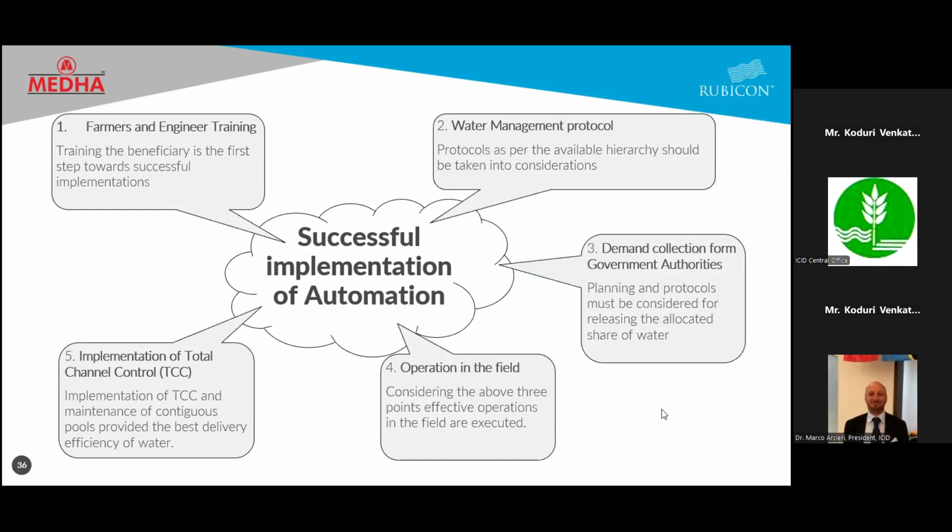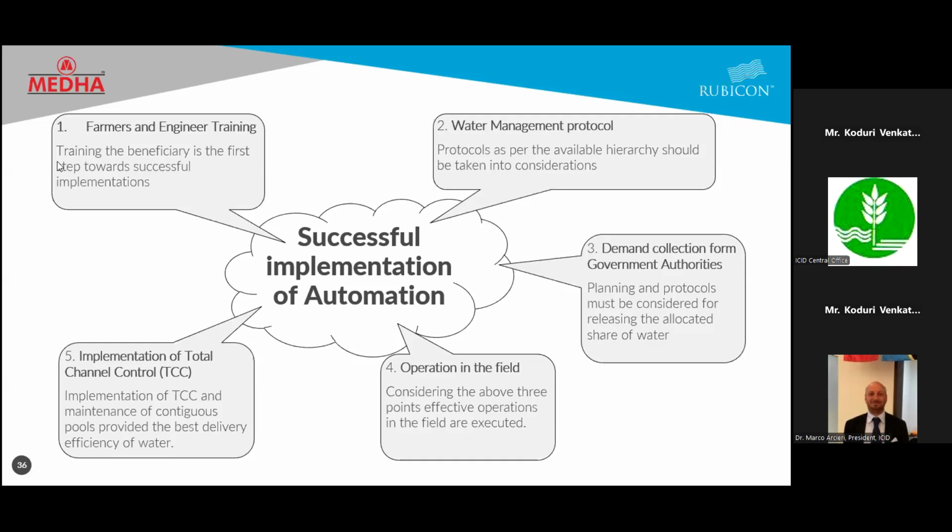Now, why is it called a successful implementation of automation here? The first one, addressing the challenges. Let us see the challenges which we established earlier, whether they are addressed or not. The first one being farmers and engineers training. Whenever we introduce equipment, it becomes a very integral part of the whole scenario that you train the people or the stakeholders who are actually using it. So the training of the beneficiary was the first step.